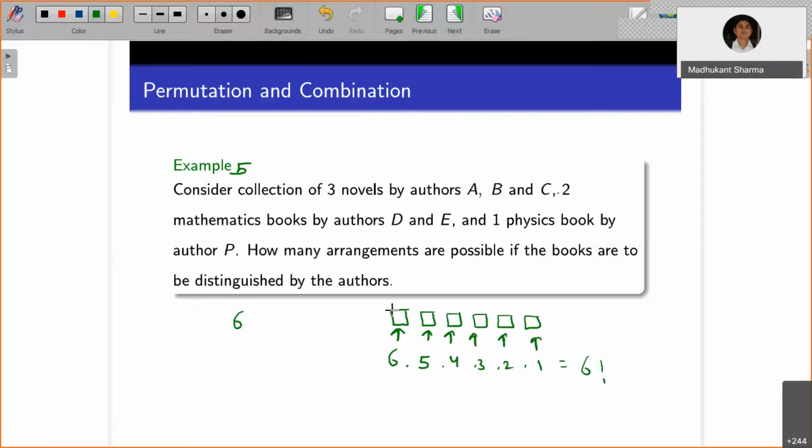Once you fix a book in a place, it is not possible to repeat it in another place, because the books are limited. There are only 3 novels, authored by A, B, and C. So the possible arrangements are 6 factorial. In other words, it is 6C1 into 5C1 into 4C1 into 3C1 into 2C1 into 1C1 also. So how many arrangements are possible? 6 factorial, which we can write as the number 720.